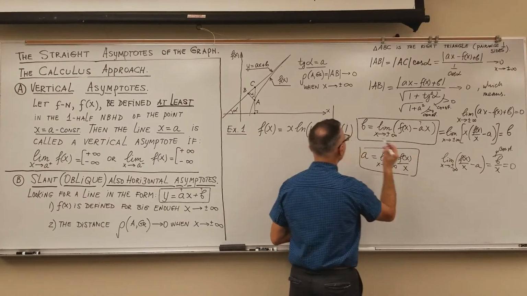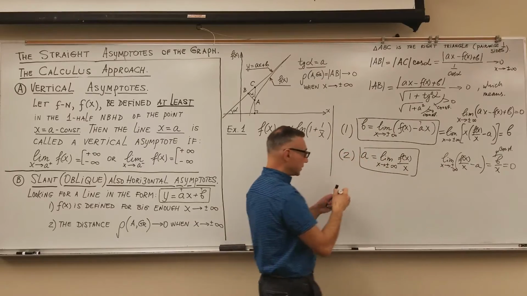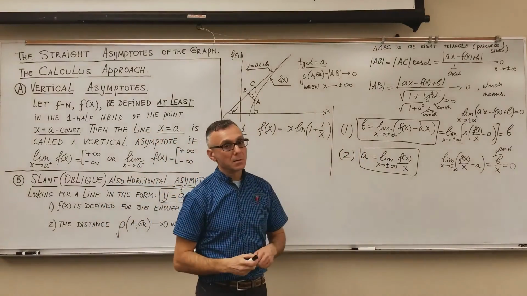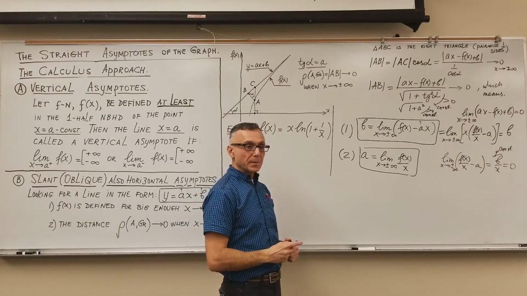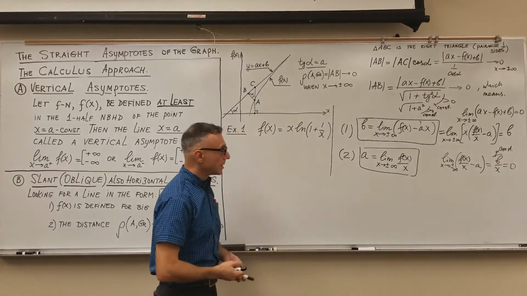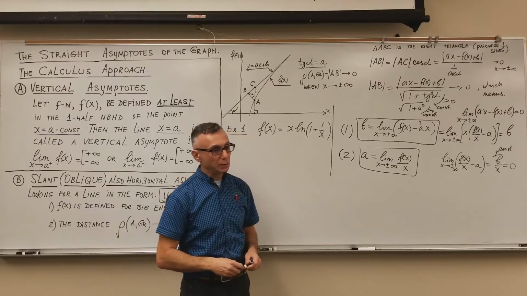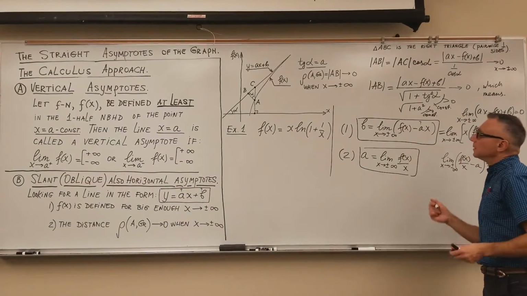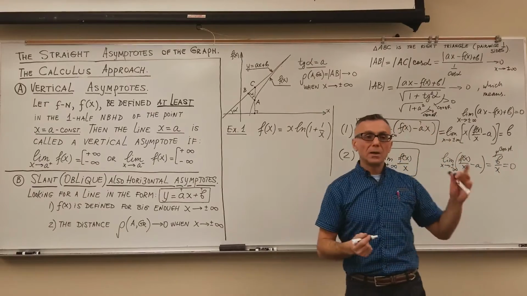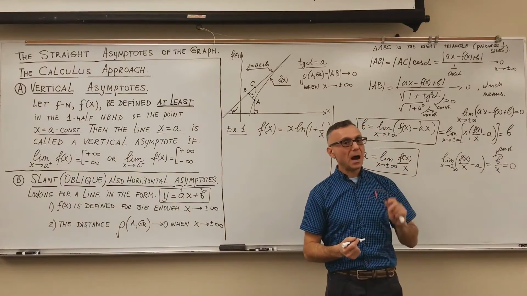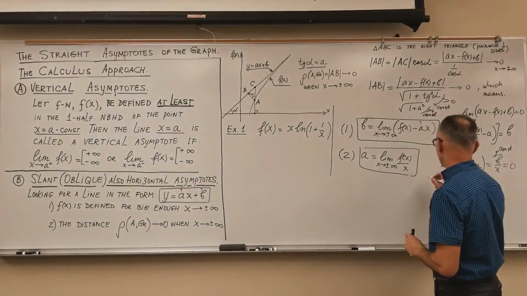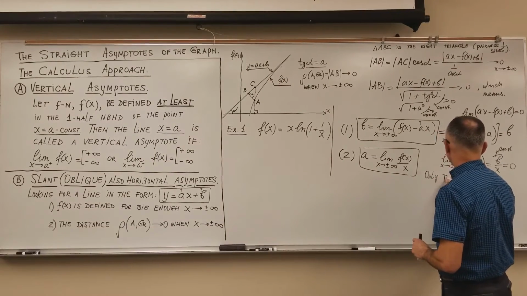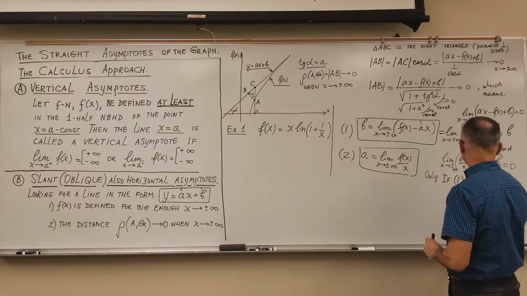And we just found formula number 2 for the slope of my, hopefully, asymptote line. So we just need to consider those two limits. And again, the asymptote exists only when those two limits are defined at the same time. So only if 1 and 2 exist.